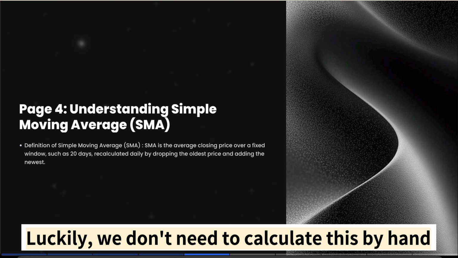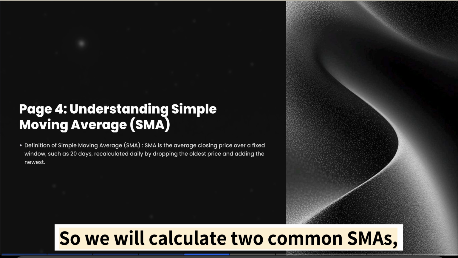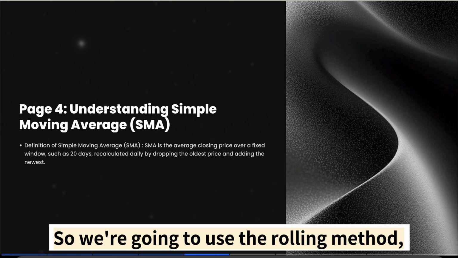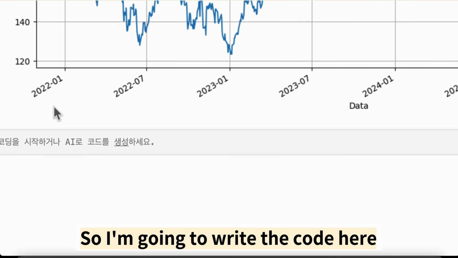Luckily, we don't need to calculate this by hand. Pandas will work for you. So we will calculate two common SMAs, 20-day and 50-day, for the medium trend. We're going to use the rolling method, which is the key. So I'm going to write the code here. Just follow with me.